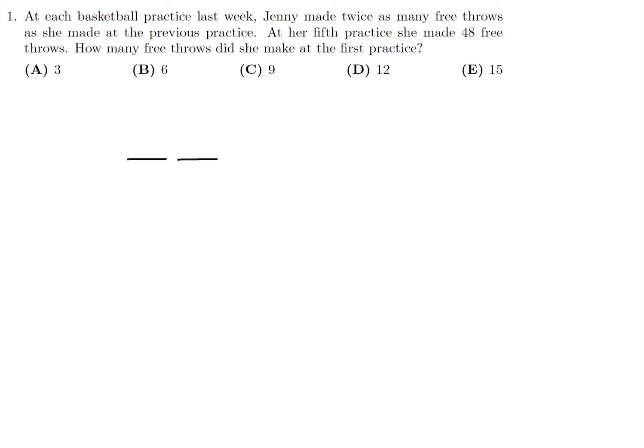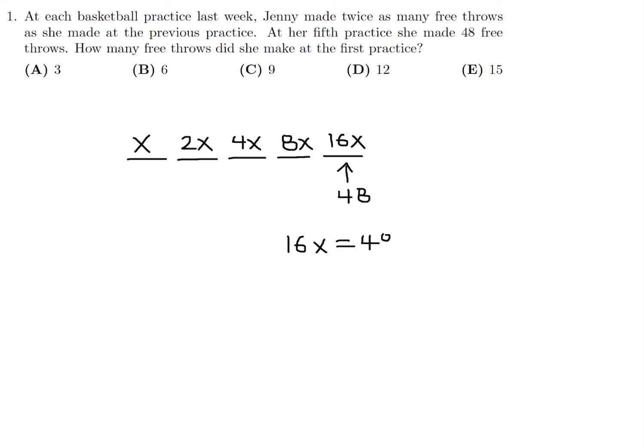So we have first, second, third, fourth, and fifth practices, and each time she makes twice as many. So x, then 2x, then 4x, 8x, and then 16x free throws. At the fifth practice, she makes 48 free throws. So that means that 16x is equal to 48. And solving, we get x is equal to 3.